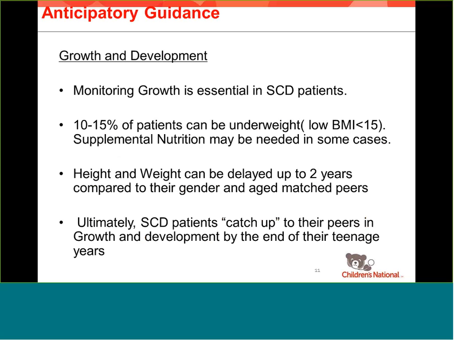It's almost like constitutional growth delay. A very small percentage still have stunted puberty and growth. So in that case, we do refer them to our endocrinology colleagues, and also consult with their nutritionist in addition to that.